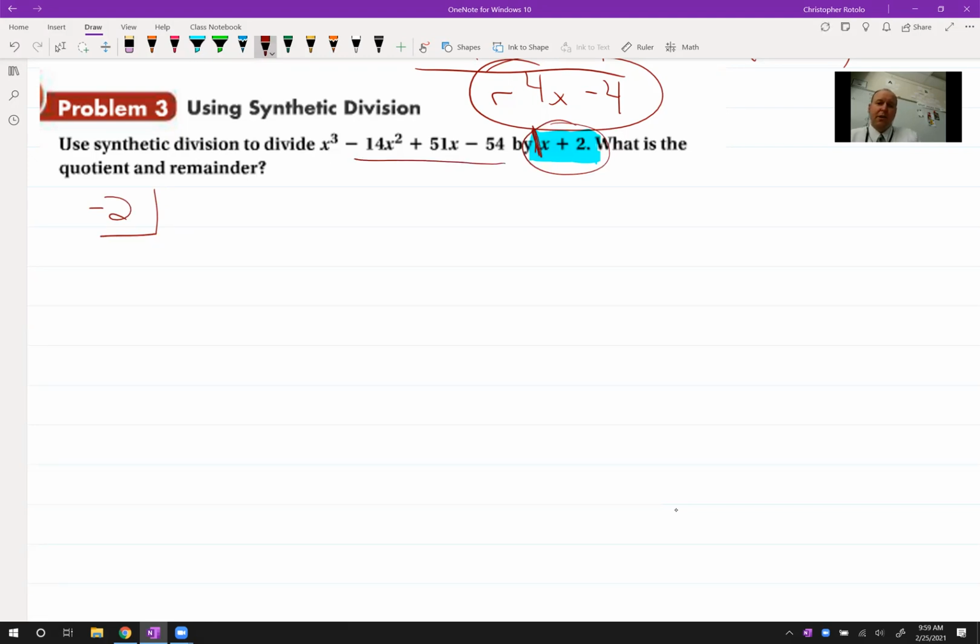After that, I'm going to take a look at the thing that we need to divide, right? This is the thing that would be inside the dividend. I'm only going to care about the fact that it's in order, right? 3, 2, 1, and then no x's at all. But I only care about the coefficients. So here we go: 1, -14, 51, and -54.